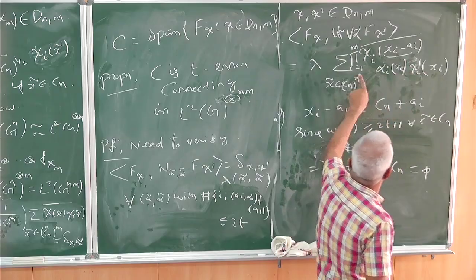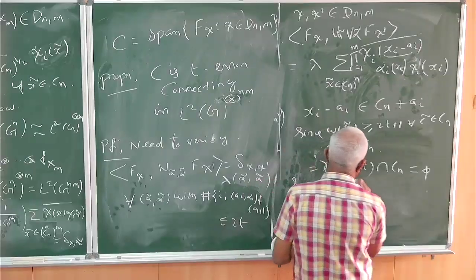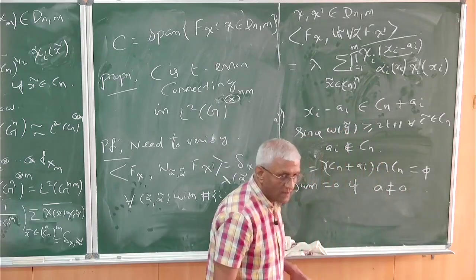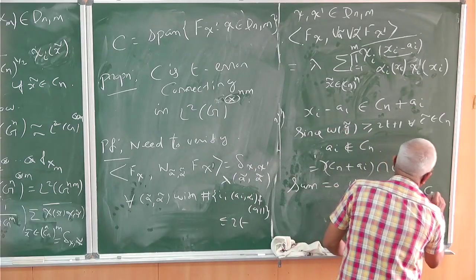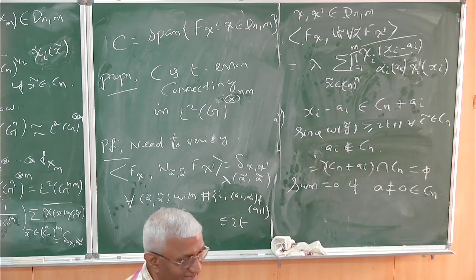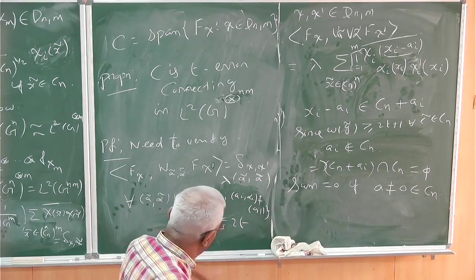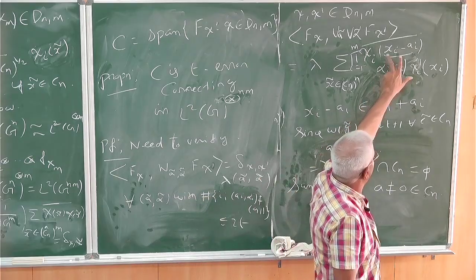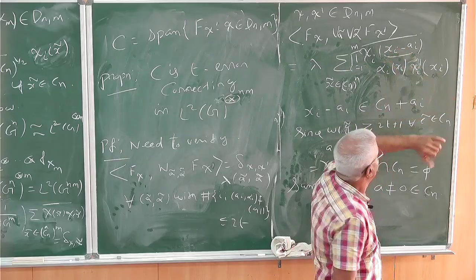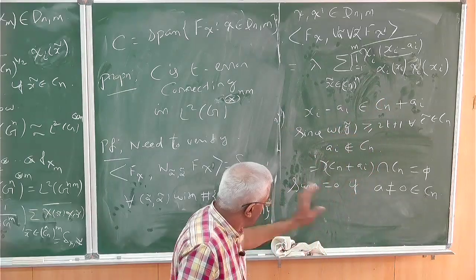So this sum is 0, equal to 0 if A is not equal to 0. This 0 is in Cn. It's a tuple 0, and Cn is contained in Gn. If A is not equal to 0, the sum is 0, because this will be in Cn plus A and this will be in Cn. They don't intersect. So wherever this is non-zero, this will be 0, and wherever this is 0, that's 0. So because of that, the sum is 0. So A equal to 0.